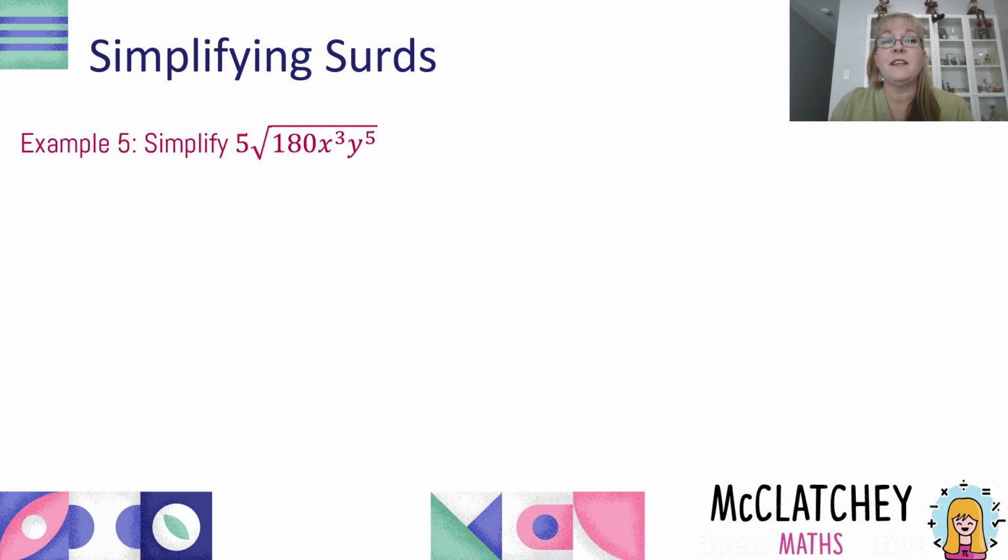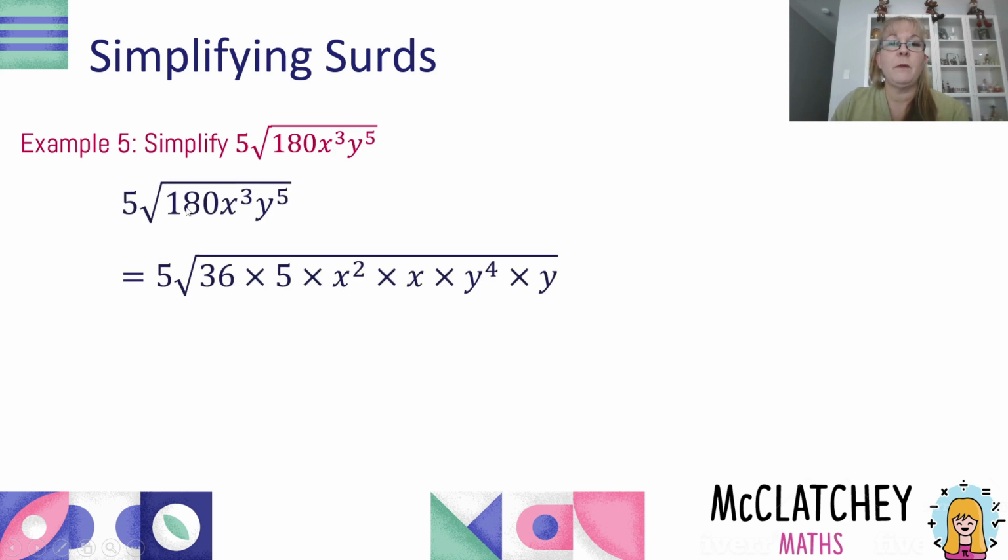Let's look at our fifth example here. Now, this is one that's come as a more complex question because now I'm using letters as well as numbers. So I've got a lot more to simplify here. So that's something we're going to have to put our thinking caps on for. Okay, so firstly, we write the question out. And then what I'm going to do is break up what's under here.